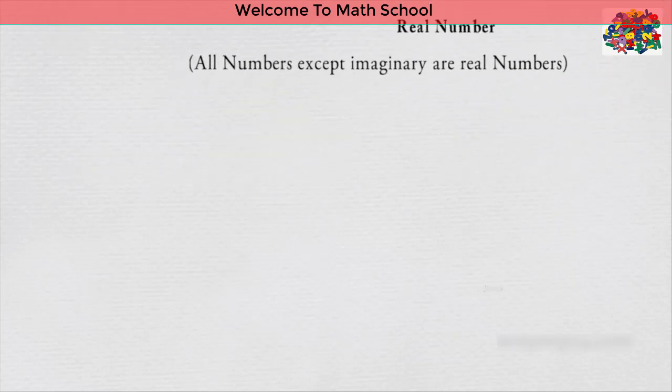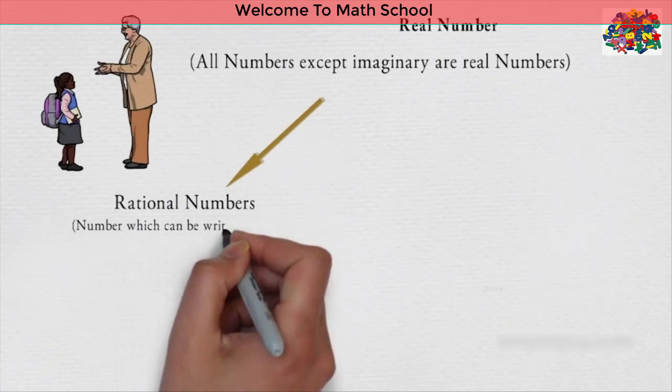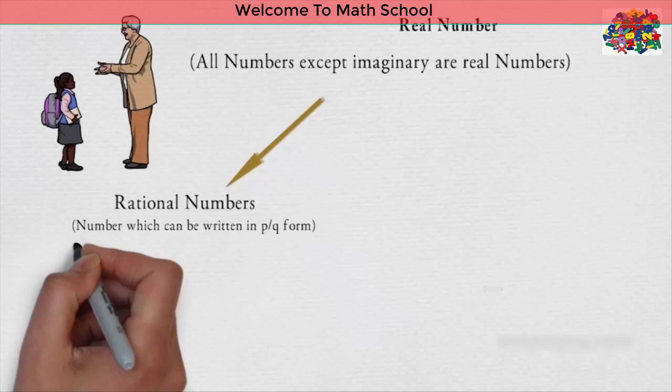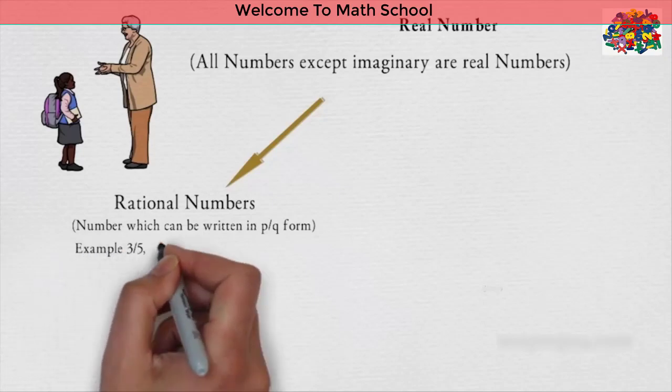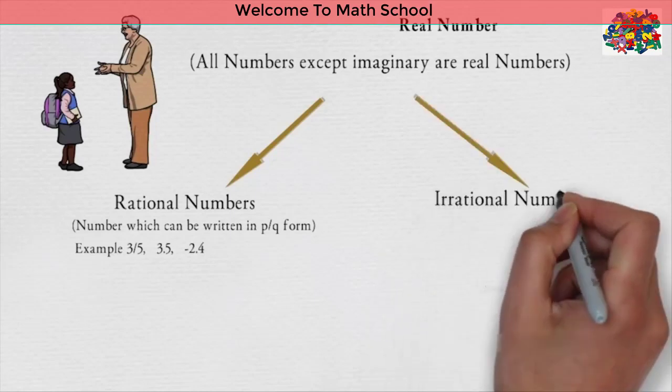Rational numbers. The numbers which can be written in the form of p by q are called rational numbers. 3.5 bar, 0.3 bar, minus 4.3. 0.3 bar we can write as 3 by 10, whose answer will be 1 by 333, and it is an irrational number. Now what are irrational numbers?